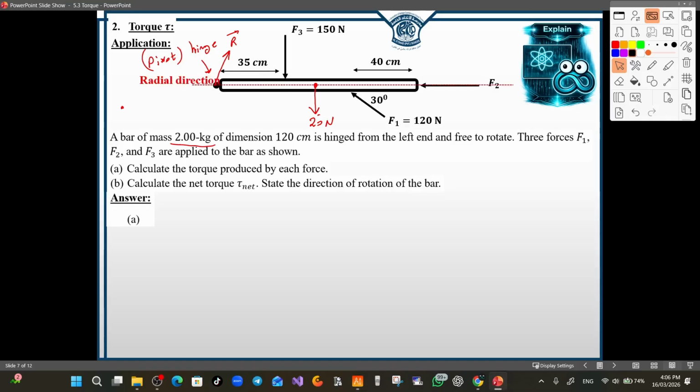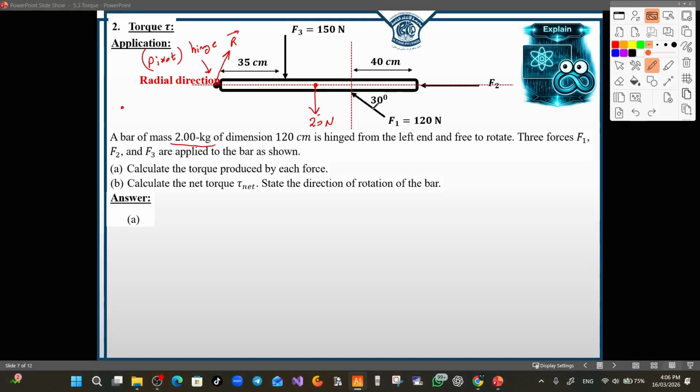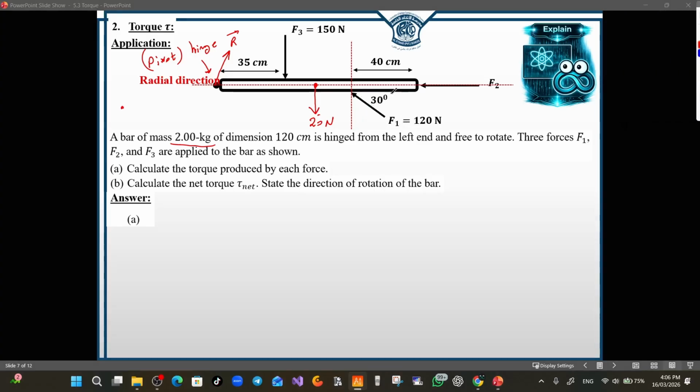Now let's start by finding the torque of the first force F1. Let's draw the radial direction and the tangential direction. As you can see here, there is some angle between F1 and the tangential direction. We don't consider the 30 degrees; this is not the correct angle. The angle should always be theta between the force and the tangential direction, which is perpendicular to the radial direction. And this angle is 60 degrees, since between the tangential direction and the radial direction is 90, and 90 minus 30 is 60.